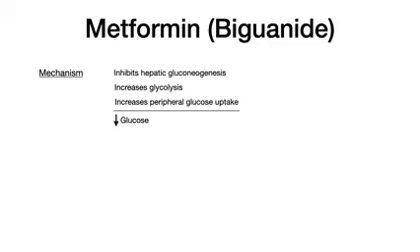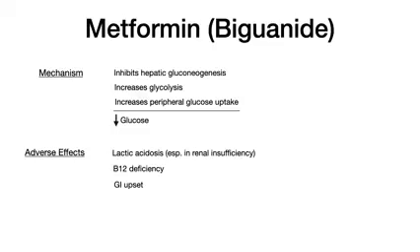The mechanism of metformin is that metformin inhibits, well, it really does a few things. It inhibits hepatic gluconeogenesis. It increases glycolysis. It increases peripheral glucose uptake. And the net effect of all 3 of those actions is that it's decreasing glucose. And that is the mechanism by which it treats type 2 diabetes. The adverse effects of metformin, and the one that you really need to remember if you take anything from this slide, is that metformin causes lactic acidosis in renal insufficiency. And we'll talk more about that in just a moment.